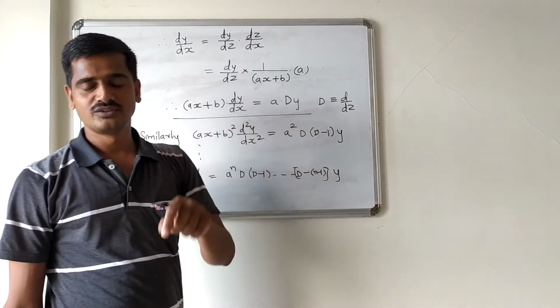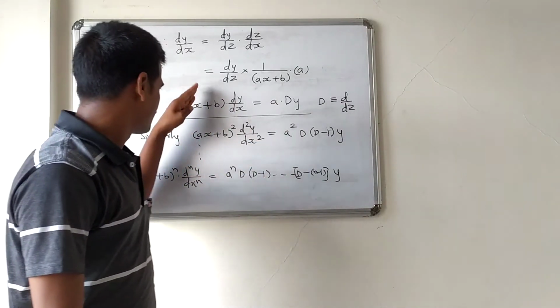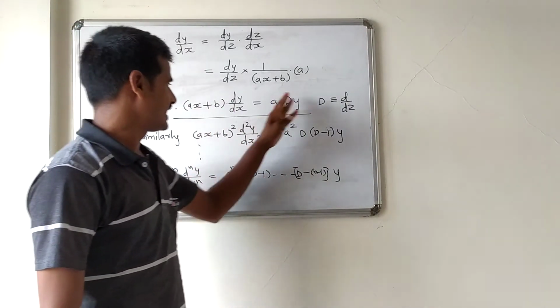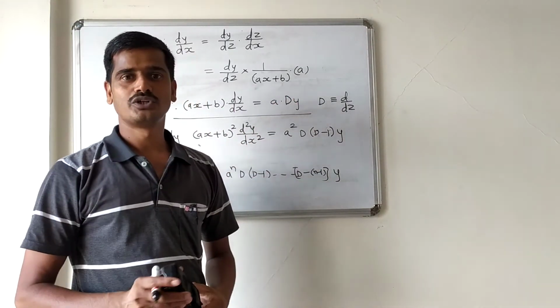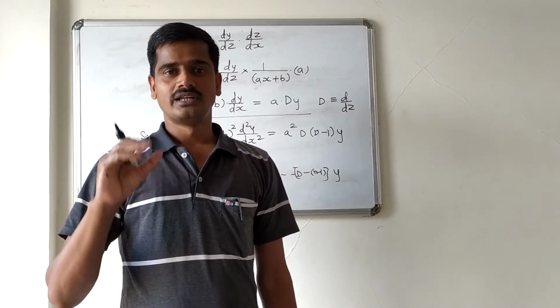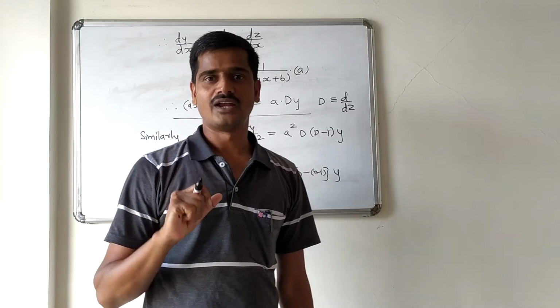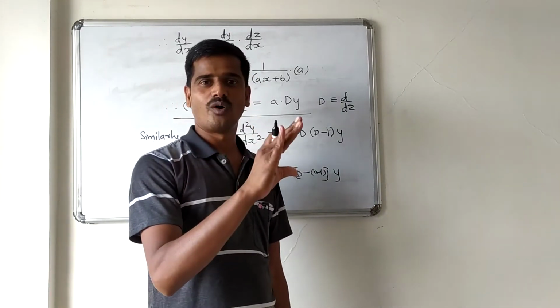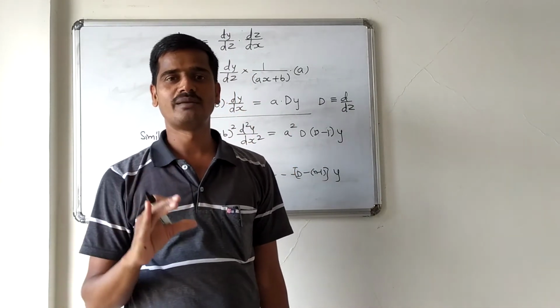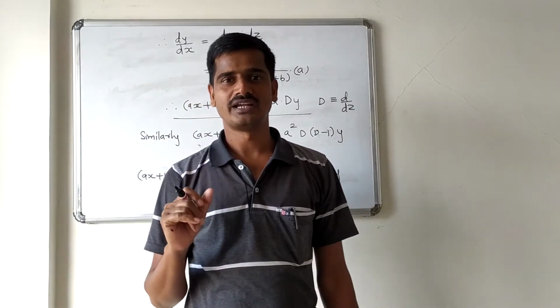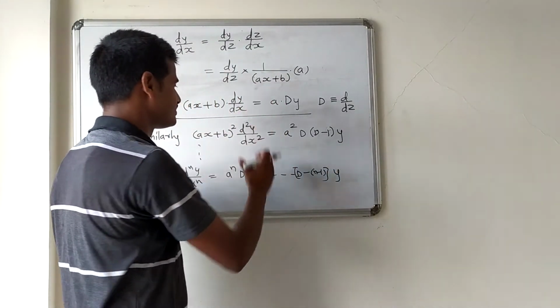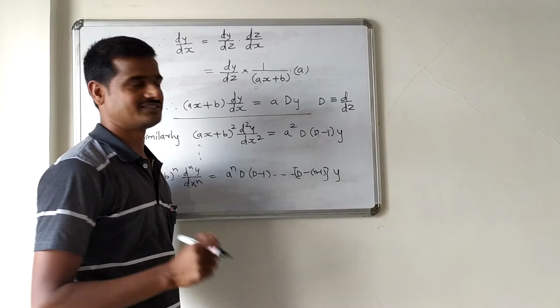So observe, using this substitution, you replace all these expressions by the corresponding expressions. It will transform into a linear differential equation with constant coefficients. Once you get this form, you can easily find the complementary function and particular integral. I will explain this procedure with the help of an example.